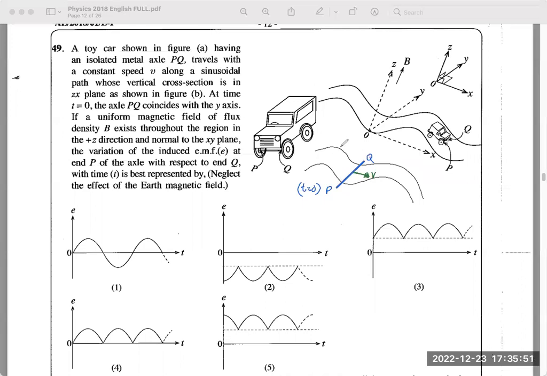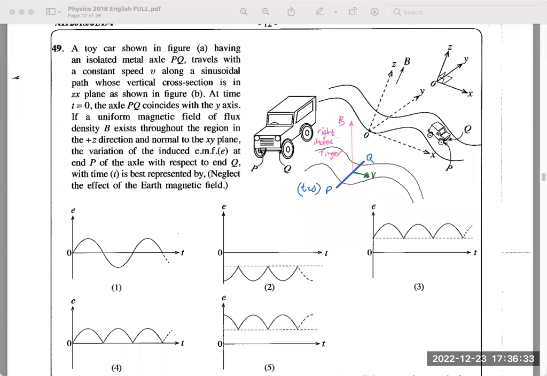PQ rod. Let's forget about the car because we have to focus only on the axle. So let's focus only on that rod. The rod is moving in this direction, and if you look closely, the magnetic field, people, is in the perpendicular, vertically upward direction. So that is this B. Now here, tell me what is the direction of EMF? Now for B, you have to use Fleming's right hand rule. Remember, B will be represented by the right index finger. B is the right index finger.